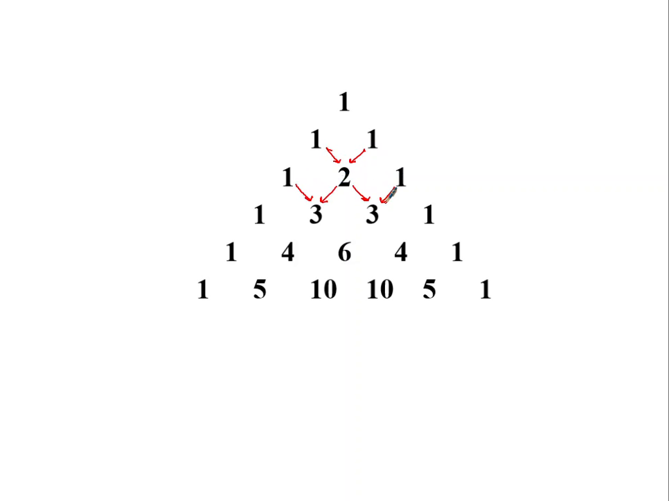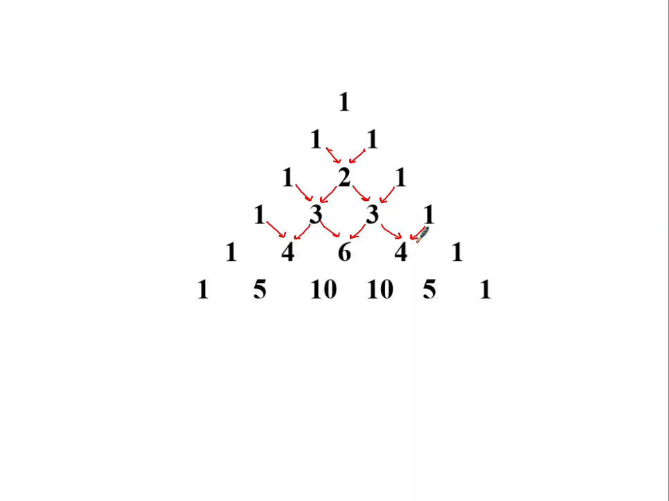If we continue looking at the pattern, 1 plus 3 gives us 4, 3 plus 3 is 6, and 3 plus 1 is 4. So we can continue this pattern, making sure that we begin and end each row with a 1, and adding the two numbers above it to get the next number in the middle of each row.